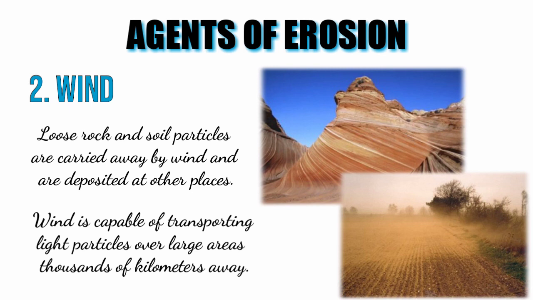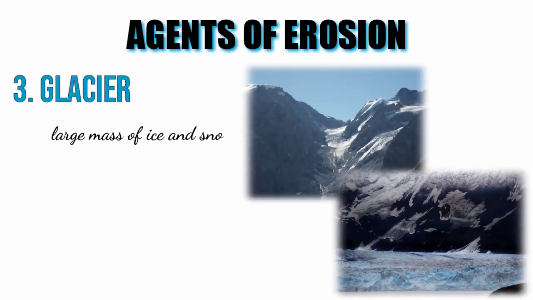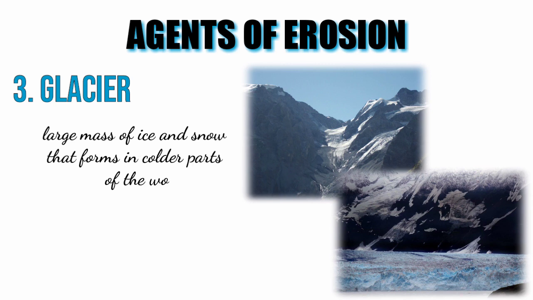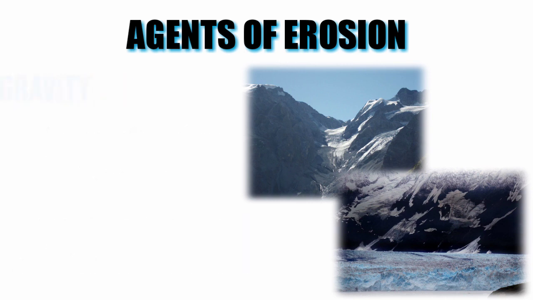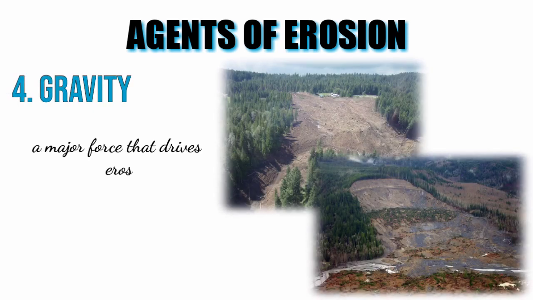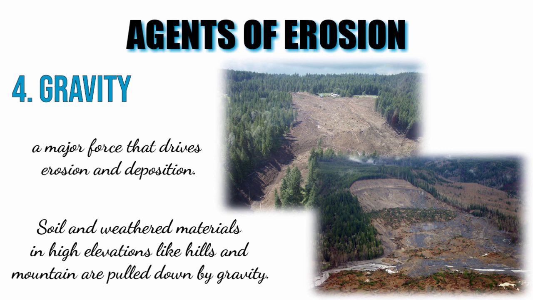Glaciers. A glacier is a large mass of ice and snow that forms in colder parts of the world. As glaciers move across land, they erode solid rocks and deposit eroded material somewhere. And gravity, a major force that drives erosion and deposition. Soil and weathered materials in high elevations like hills and mountains are pulled down by gravity. Loose rocks on a steep slope may roll downside and deposit materials at the base.